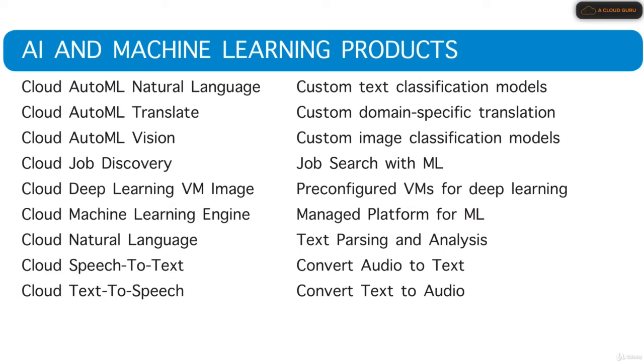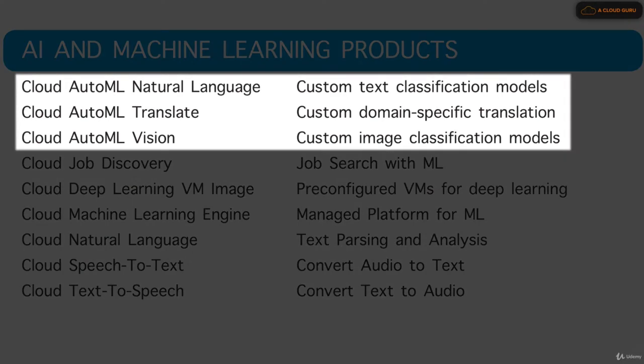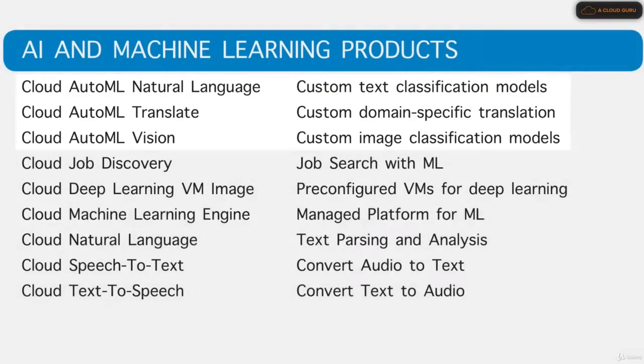In the middle of the spectrum, though, we have the Cloud AutoML products, where the basic machine learning models are set up, but you can train them on your organization's own set of data, whether those be text documents or images or translations or what have you.